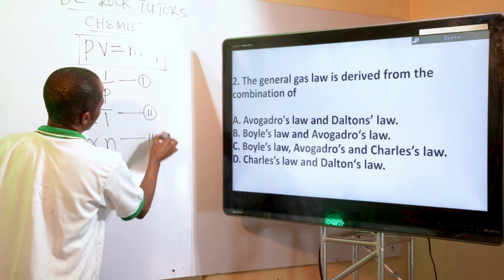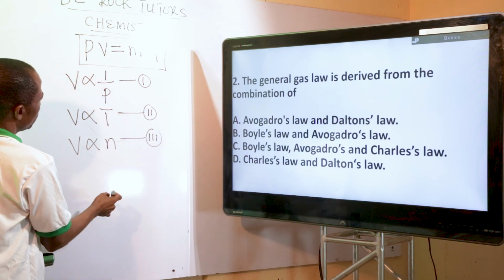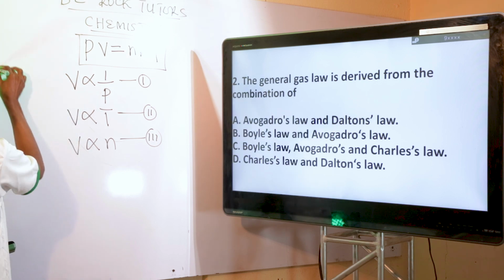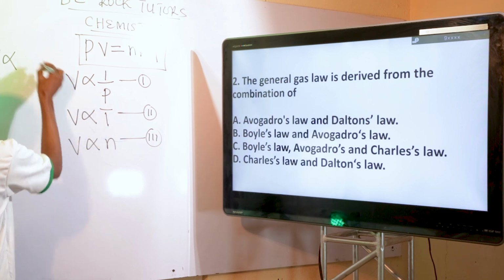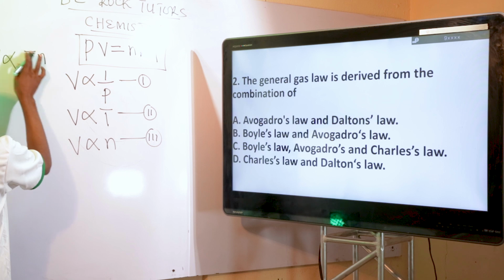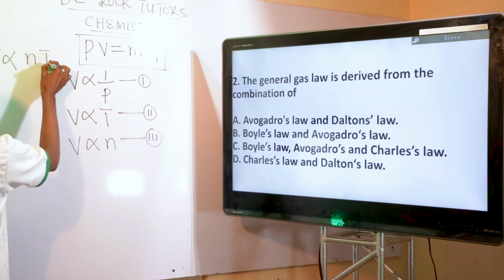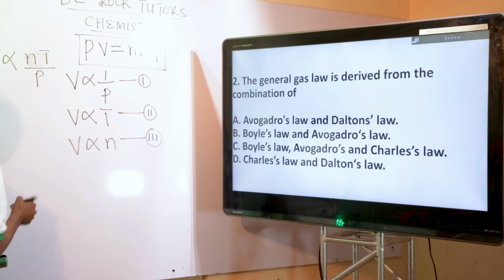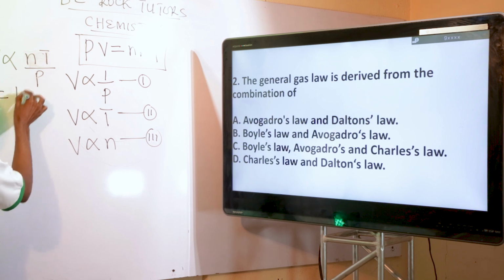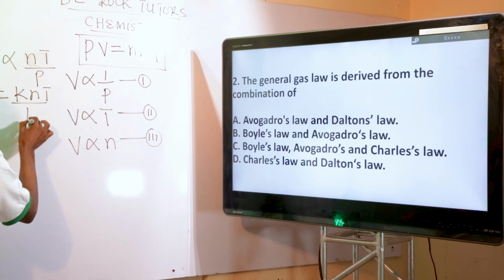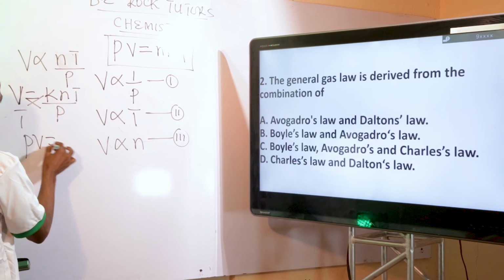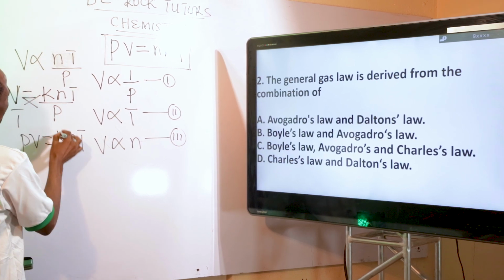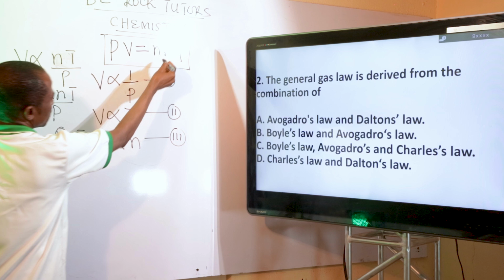That's 3. Now, if you combine the 3 of them, we end up with something like this: volume directly proportional to this, multiplied by this, multiplied by this. So that gives us nT over P. Now, if you introduce a constant, then we have V is equal to k nT over P. And if you cross multiply, we end up with P times V, that's PV is equal to k nT. And this particular k here is the gas constant.